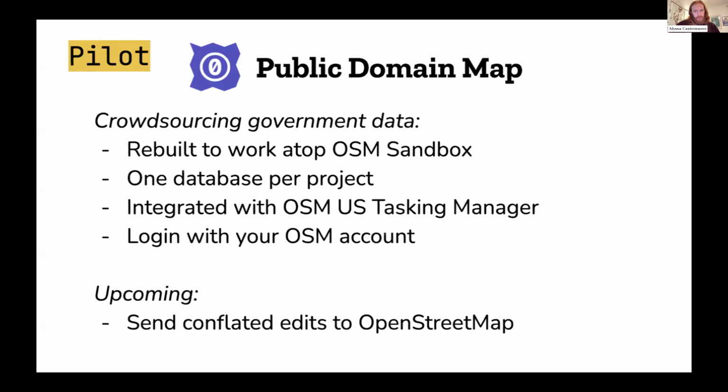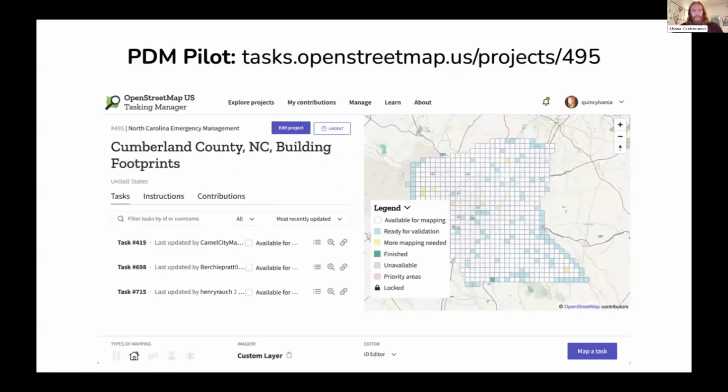And a big upcoming change that we want to build for public domain map is the ability to conflate your edits to the public domain map project, such as a building that you'd mapped, with OpenStreetMap so we don't have duplication, and then send that data to OpenStreetMap at the same time.